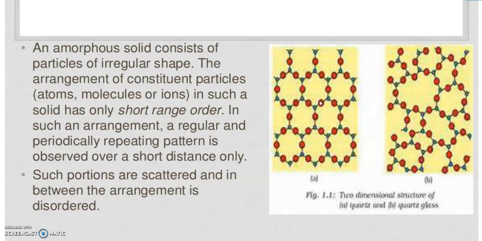But in the case of amorphous solids, it has an irregular shape. It is a short range order. A regular pattern we can see in a short distance only. It is a scattered arrangement. But if we take crystalline solids, it has a definite arrangement. This is an example of a crystalline solid you can see here. Here you can see there is an order, an arrangement. But in the case of this solid, there is no order or arrangement.